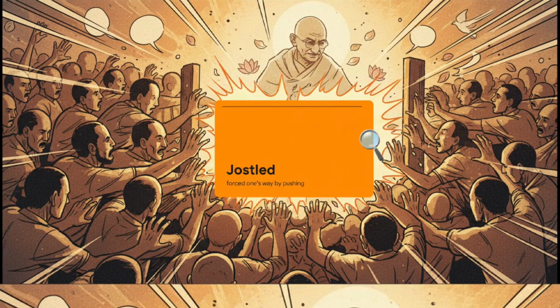And look at this word, jostled. It's so physical. You can almost feel the sharp, desperate push of the crowd, the surge of thousands of people all trying to get closer, to break through and just be near their Bapu one last time.